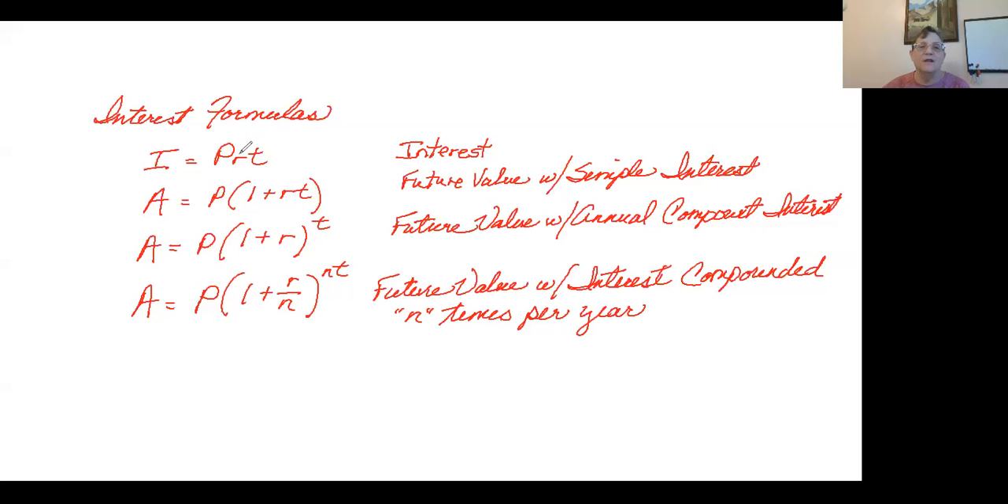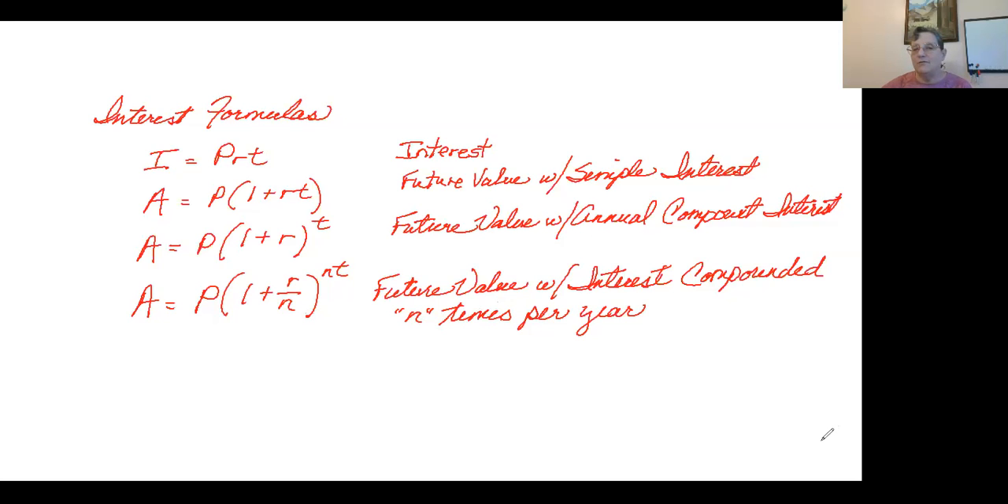In all of these variables represent the same thing. The only thing added here is that in the last one, this is for interest that's compounded multiple times a year, maybe semi-annually, twice a year, or monthly, 12 times a year. Quarterly would be 4 times a year. Daily would be 365 times a year.